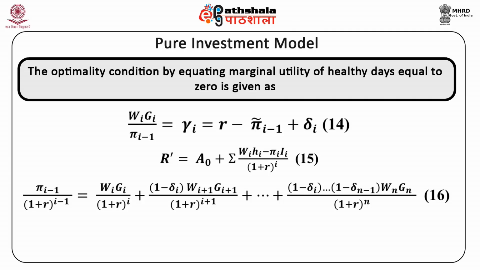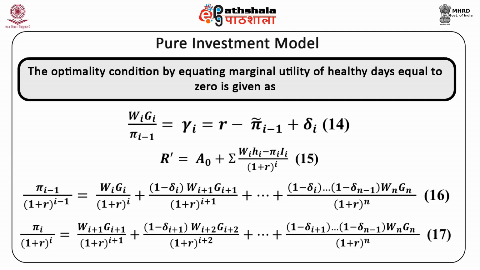Equation 16. Pi i upon 1 plus R raised to the power i is equal to Wi plus 1 into Gi plus 1 upon 1 plus R raised to the power i plus 1, plus 1 minus delta i plus 1 into Wi plus 2 into Gi plus 2 upon 1 plus R raised to the power i plus 2, plus till plus 1 minus delta i plus 1 till 1 minus delta n minus 1 into Wn into Gn upon 1 plus R raised to the power n.